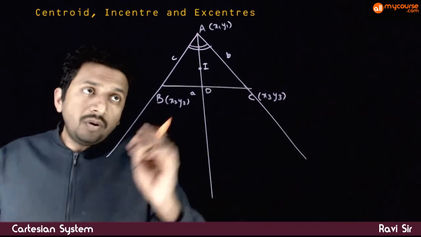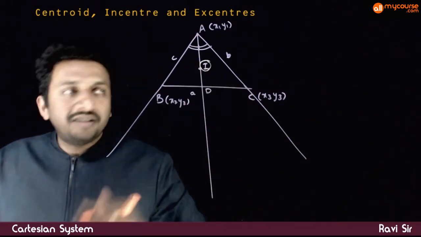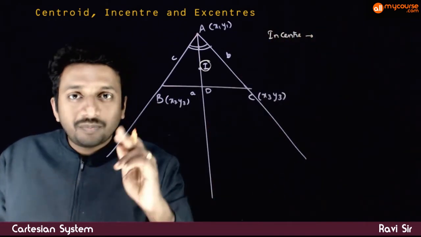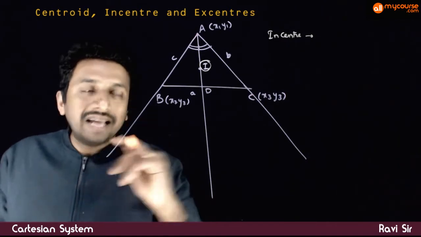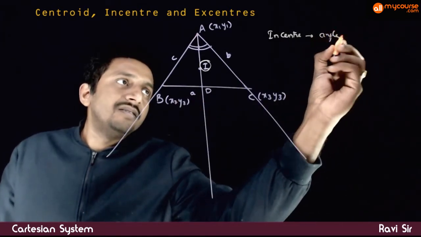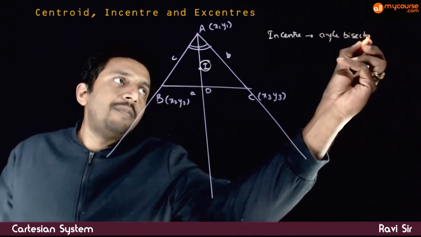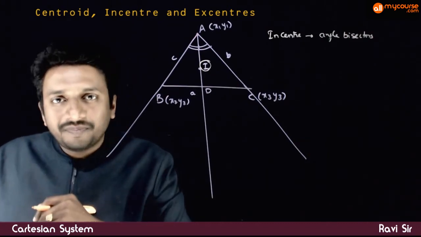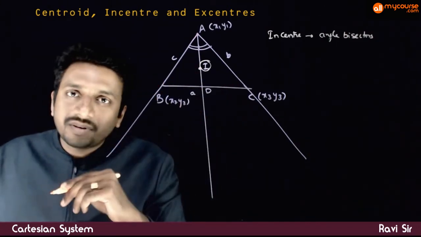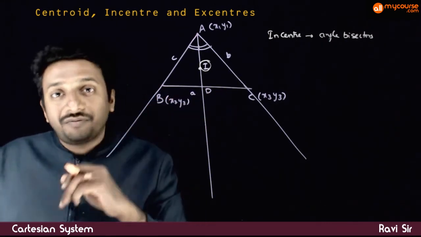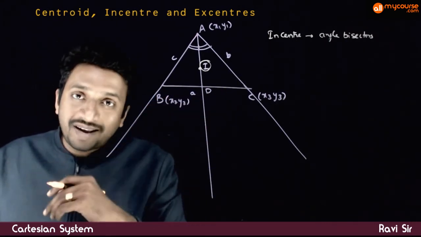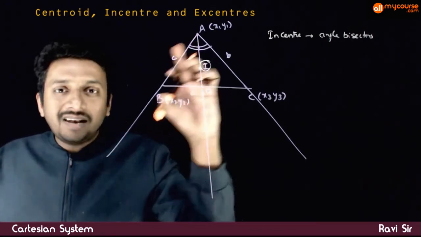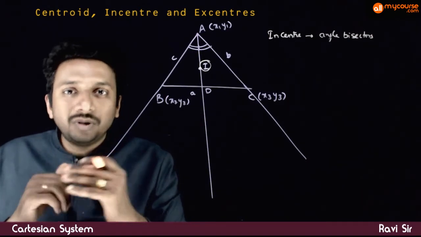Next, if you go to the incenter of a triangle, incenter is nothing but the point of concurrency of the angle bisectors. So if you draw the angle bisectors of all the three angles, they intersect at a point which is called the incenter. Now how do we find the incenter of the triangle using the section formula? So in properties of triangles, we have derived certain ratios which angle bisector tends to do.